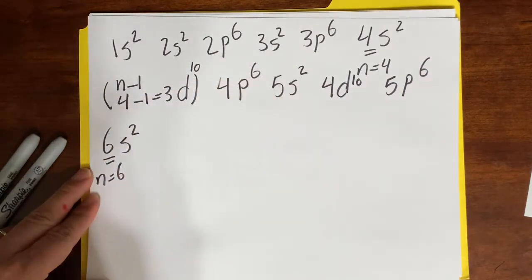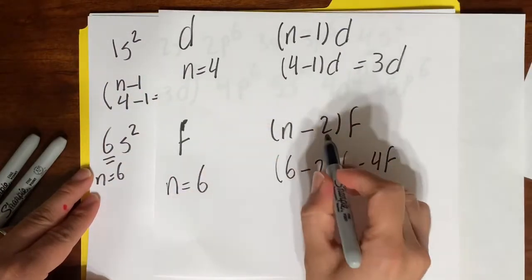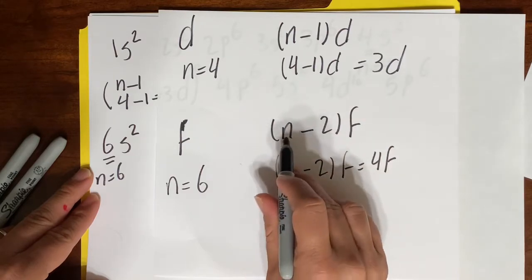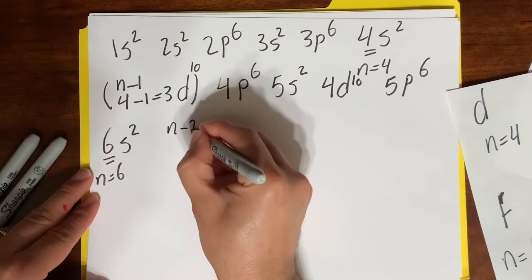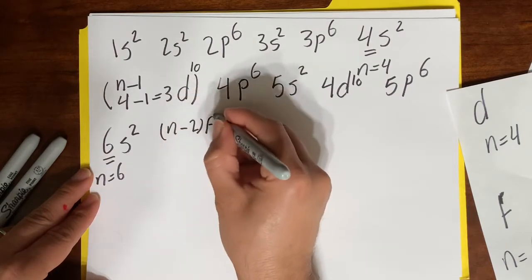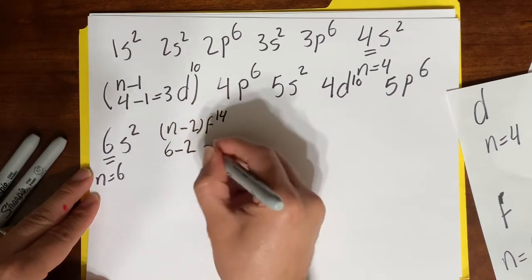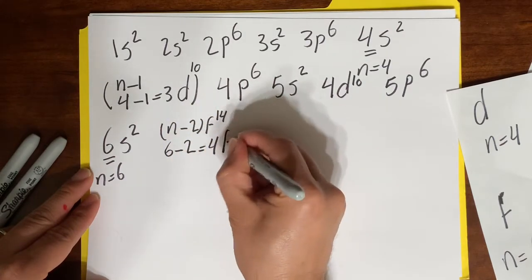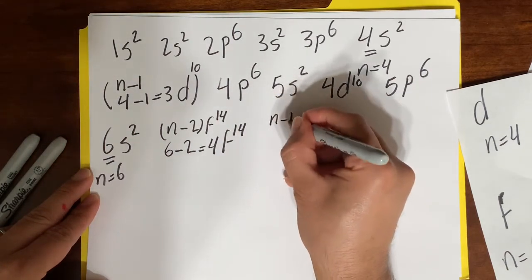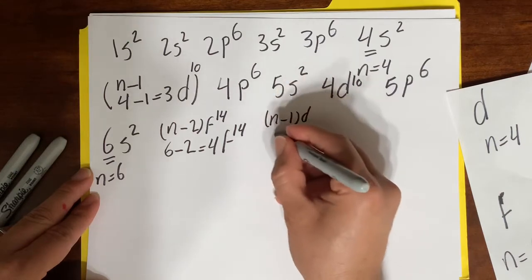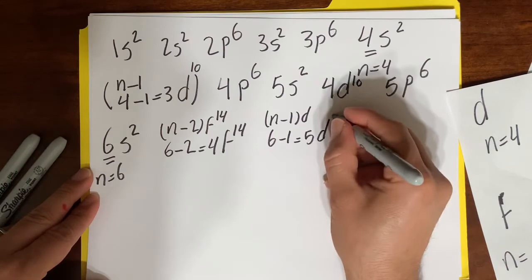So now we need to introduce the f orbital. For f orbital, we said n minus 2. So it will be 6 minus 2. It will be n minus 2 f orbital, and we can accommodate 14 electrons in it. So it will be 6 minus 2, 4f14. Next one, it will be n minus 1 d orbital. So it will be 6 minus 1, 5d10.